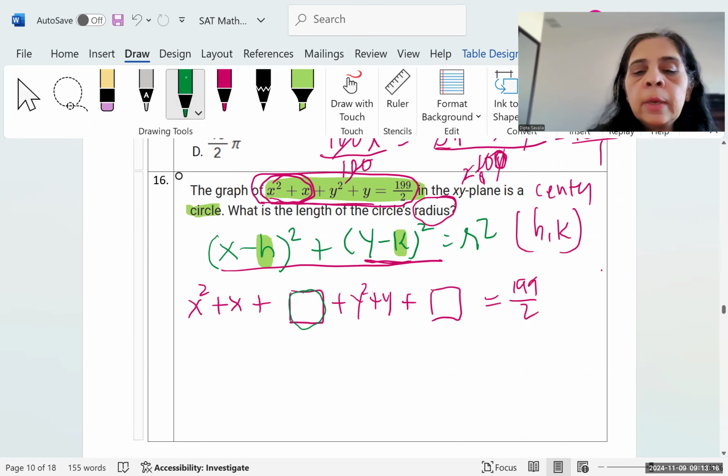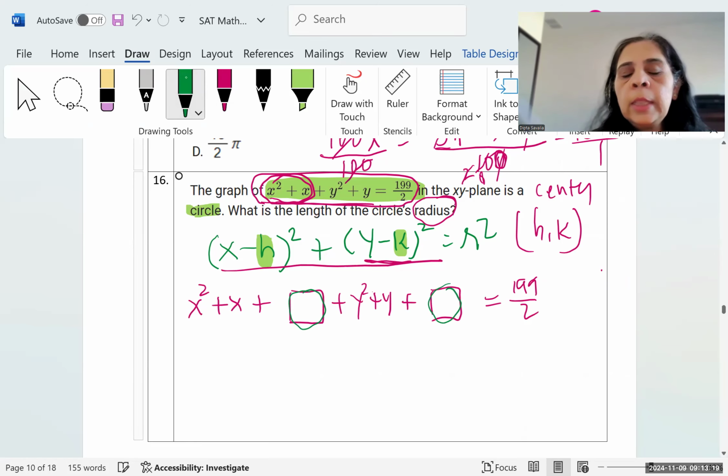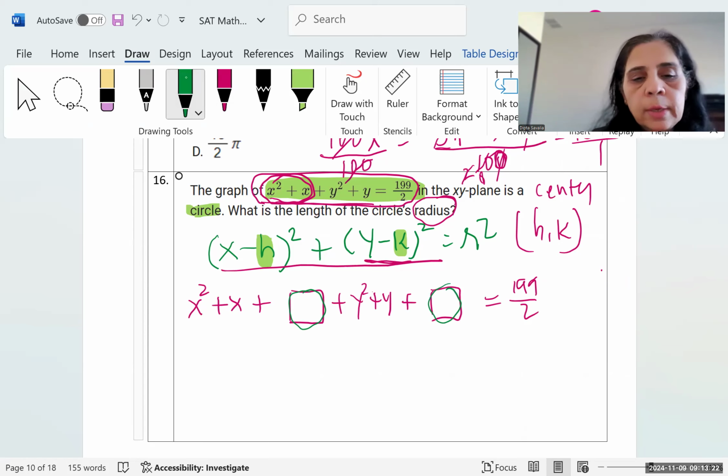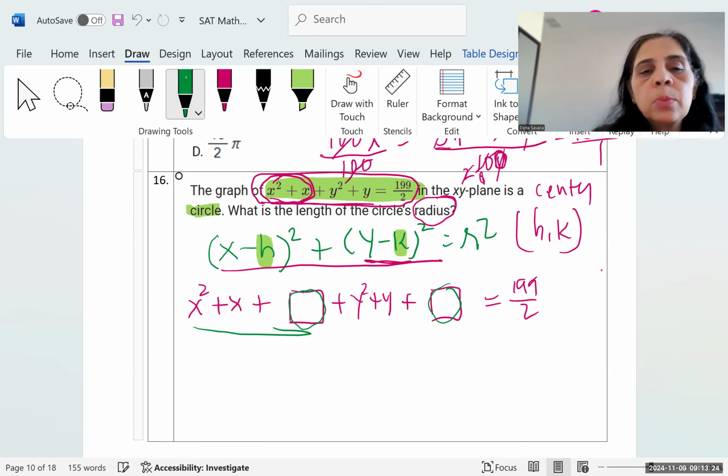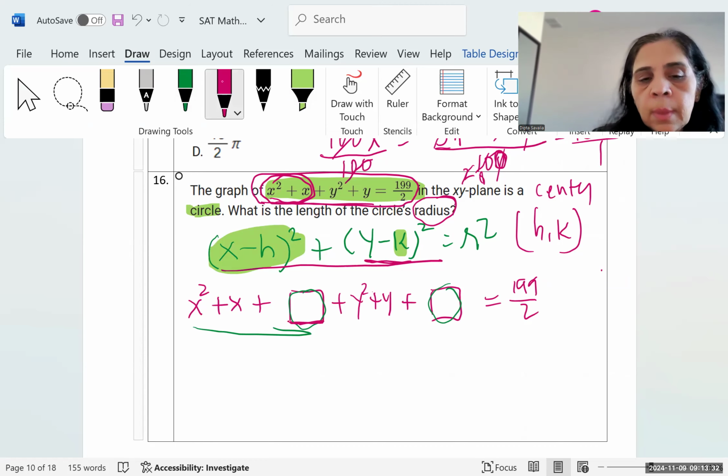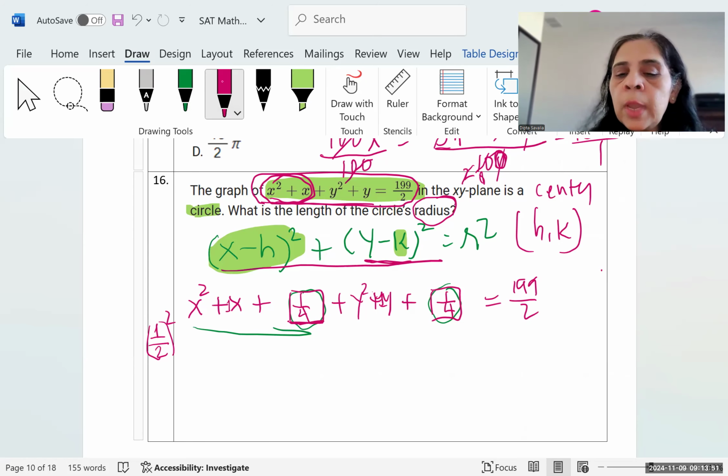Whatever we add here, we have to add on both sides. Anything we add on one side, we have to do on both sides. We are trying to make exactly this form, so we have to make a perfect square trinomial. What do I need to add here? I take the middle term coefficient. The x coefficient is 1. We always divide by 2 and square. So 1/2 squared is 1/4. And here we also have coefficient 1, so 1/2 squared is 1/4. So we have to add 1/4 twice.